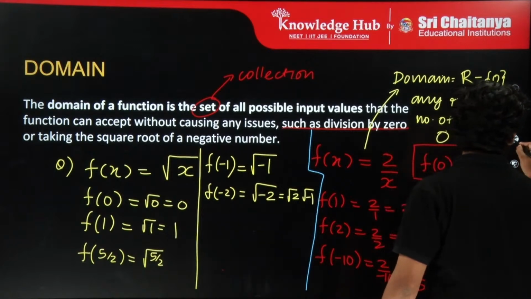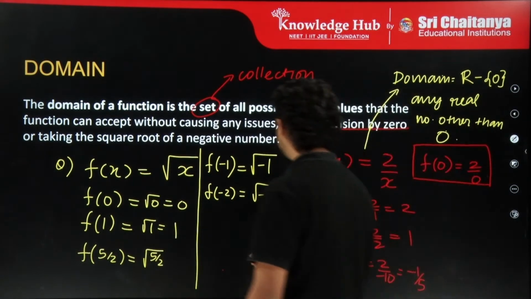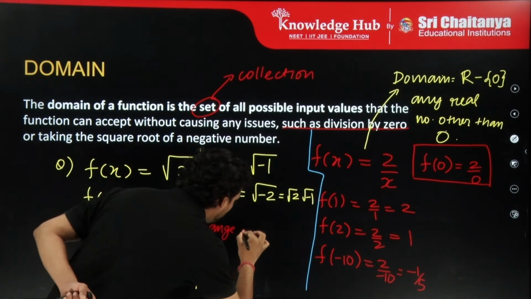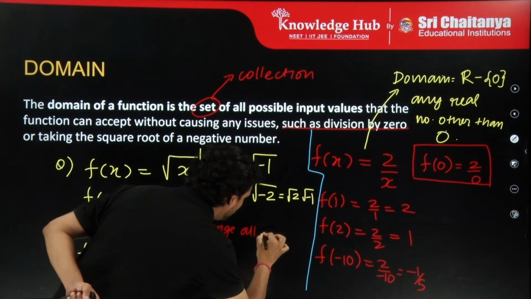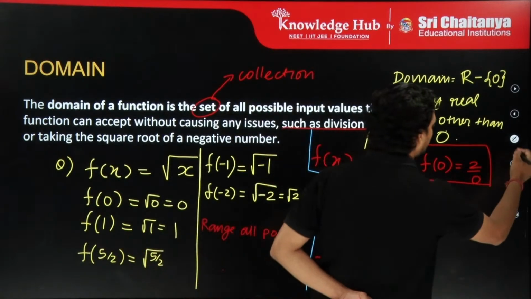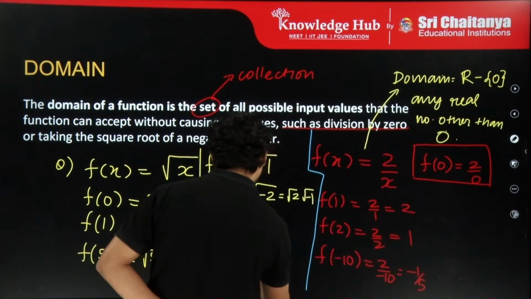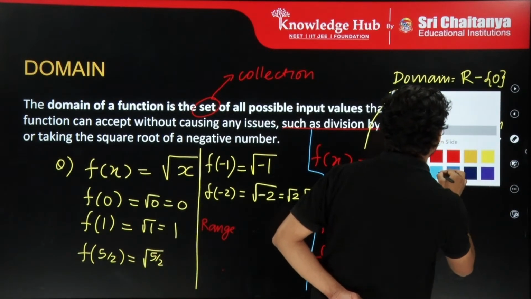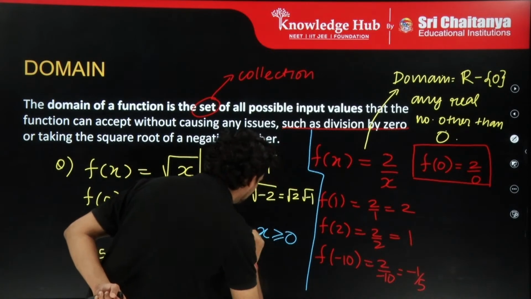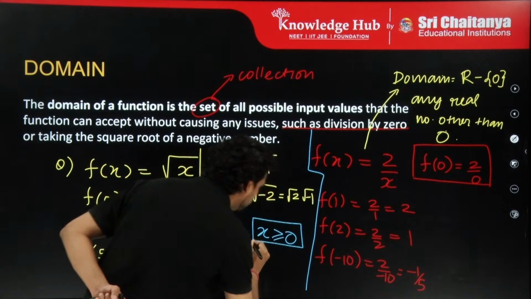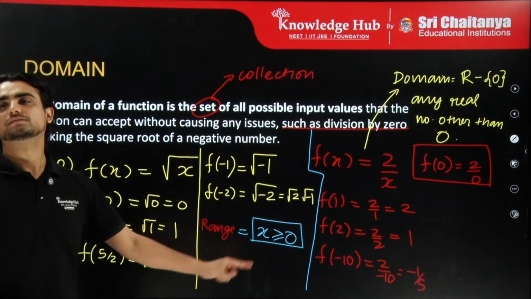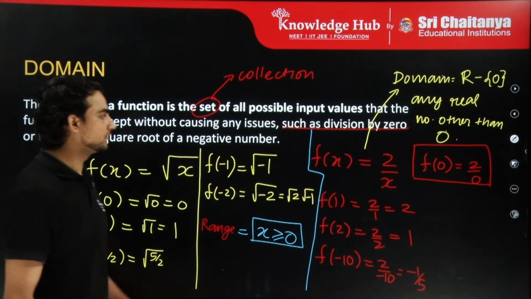So here, what is the range? I can write the range as all possible values. And what are all the possible values which I can get? They are x greater than or equal to 0, right? All numbers which are greater than or equal to 0 are the only ones possible. So that is my range of this function.